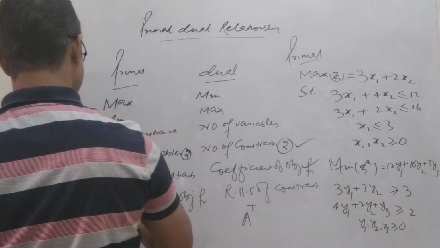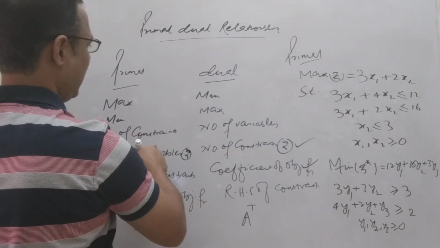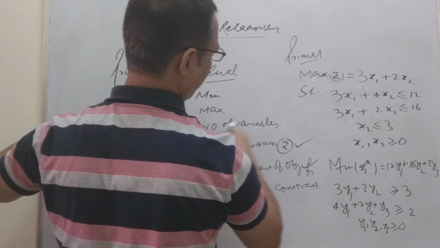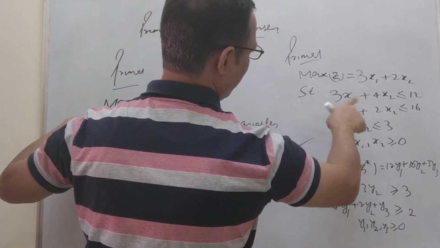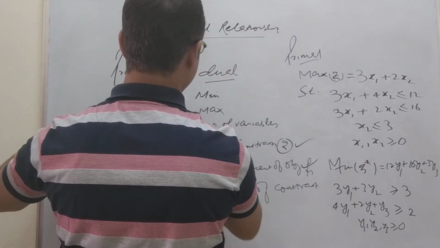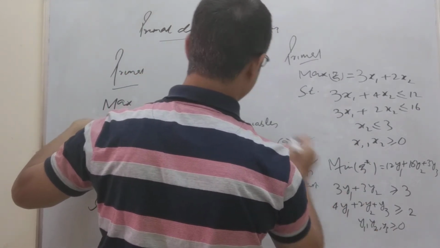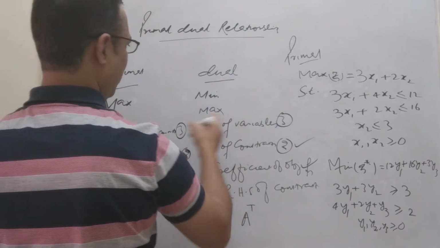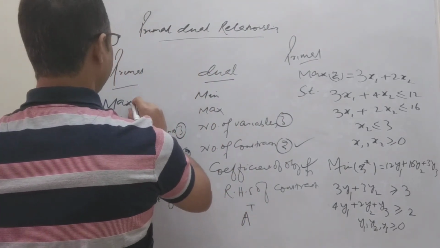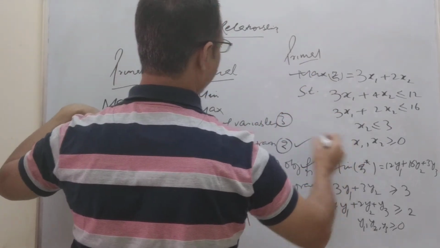Next, the number of constants will change into the number of variables. How many constants? 1, 2, 3. It will change into the number of variables. So the number of constants is 3. How many variables? 1, 2, 3. So the number of variables is going to change. Now it is going to be fulfilled. Maximization will change into the form of minimization.